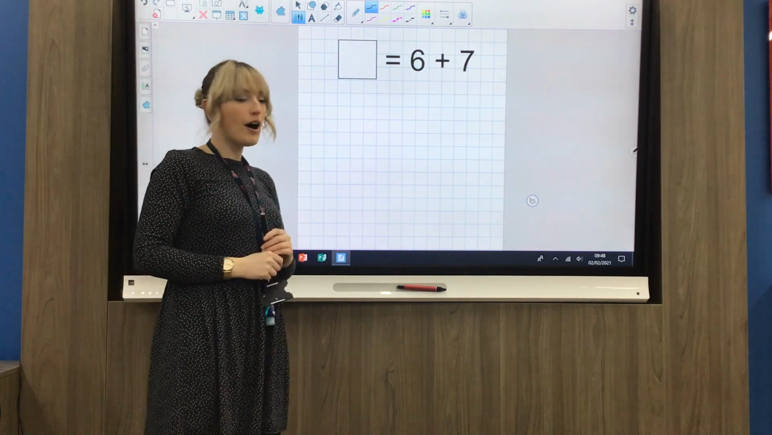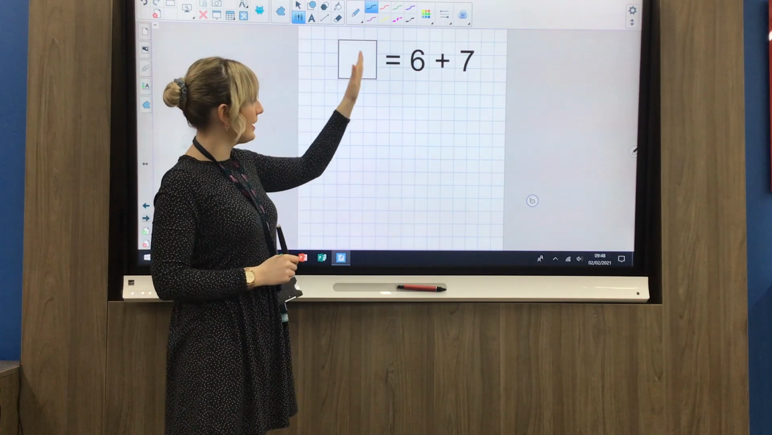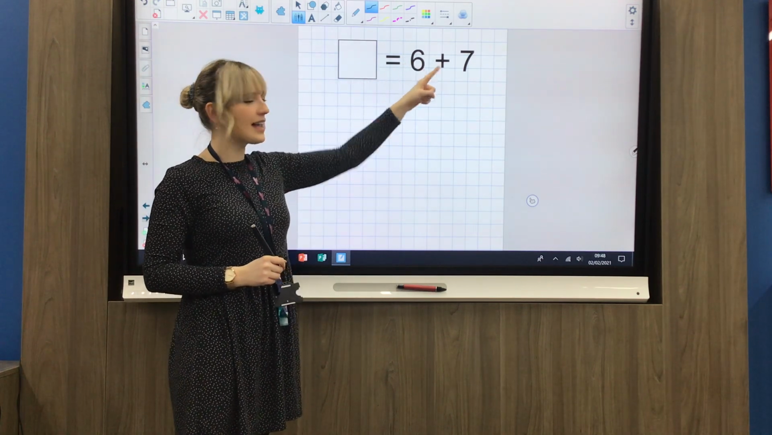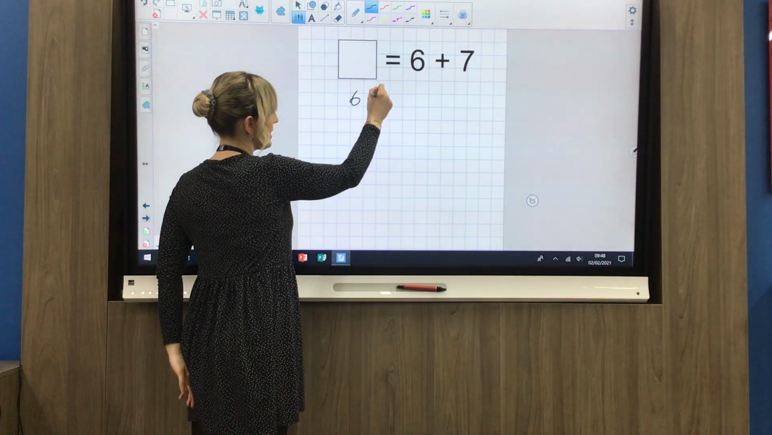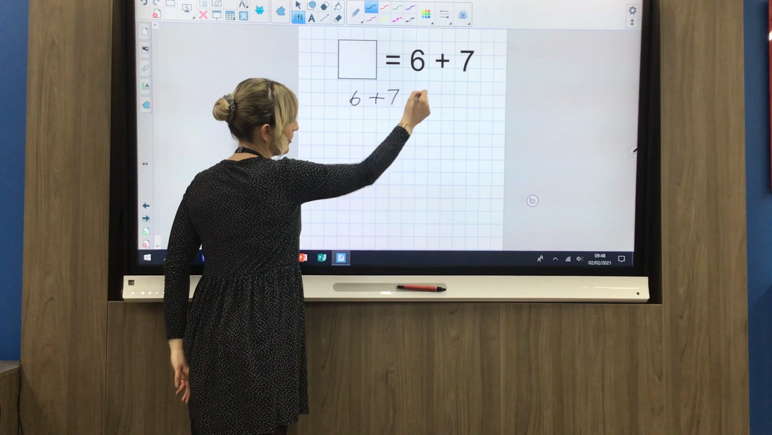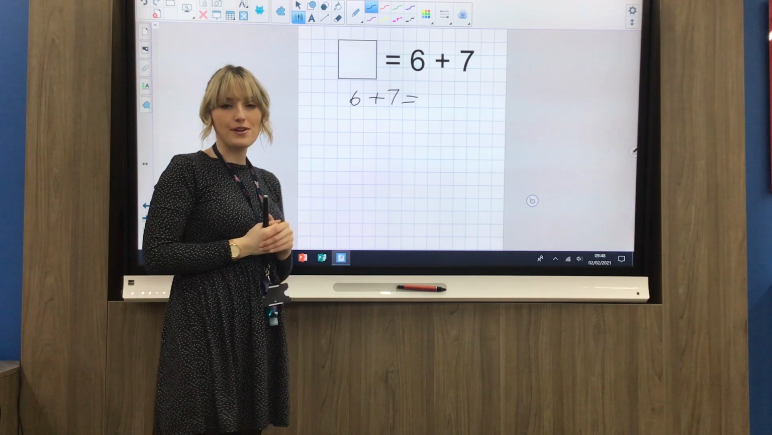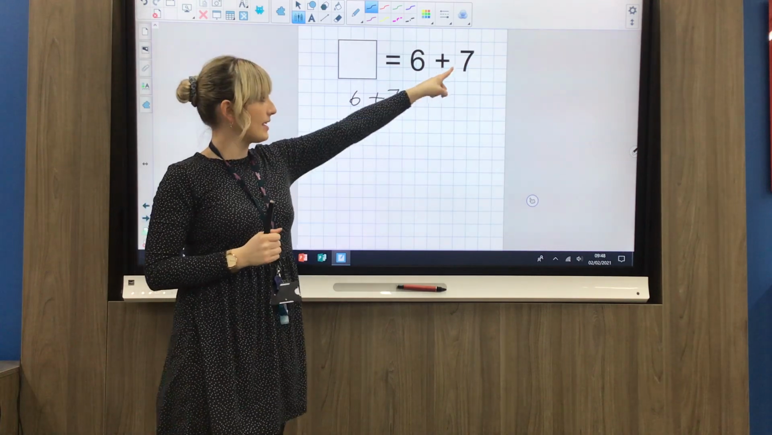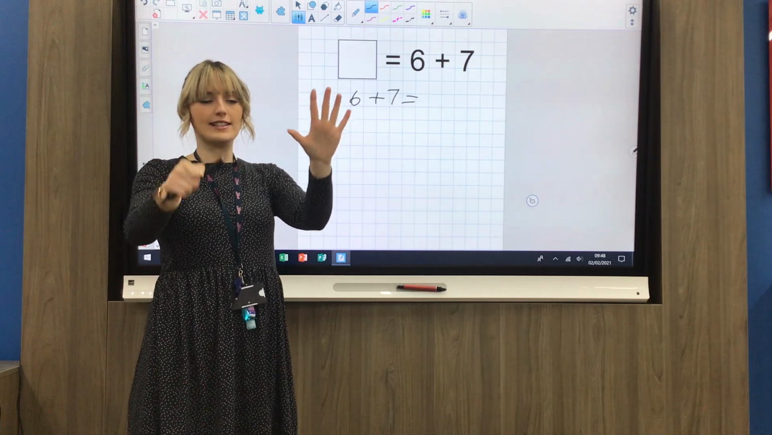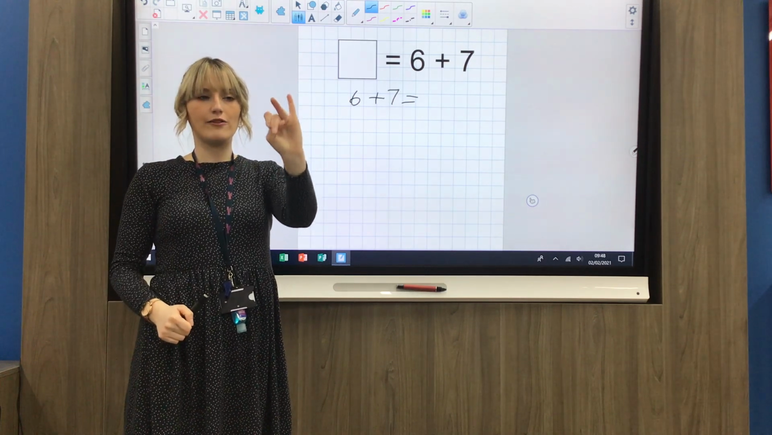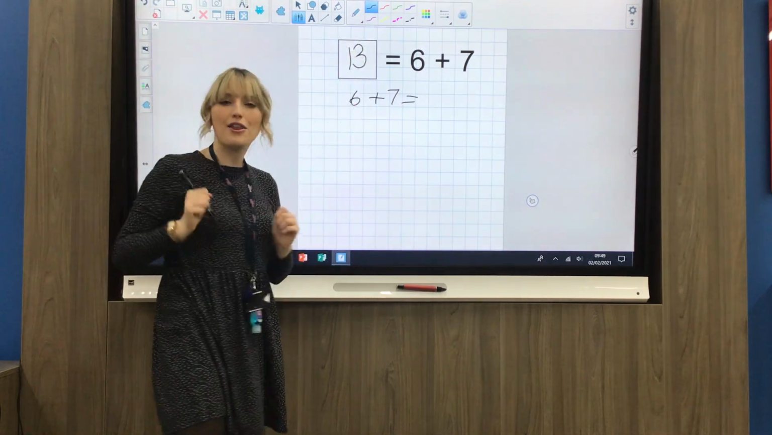Okay, got another one where the equal sign is at the beginning. So something equals 6 add 7. Remember, that's just a question trying to trick you. It just means 6 add 7 equals. It's the exact same as having that question. So 6 add 7. Okay, the biggest number is 7, so I'm going to count on 6. So 7, 8, 9, 10, 11, 12, 13. So my missing number would be 13.